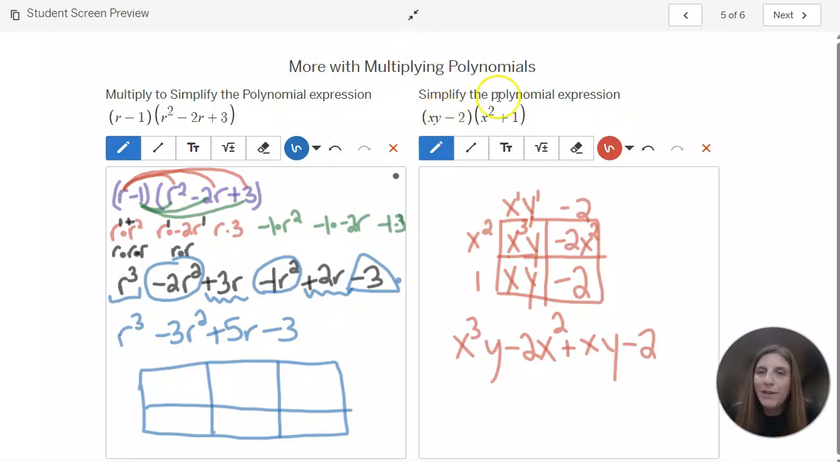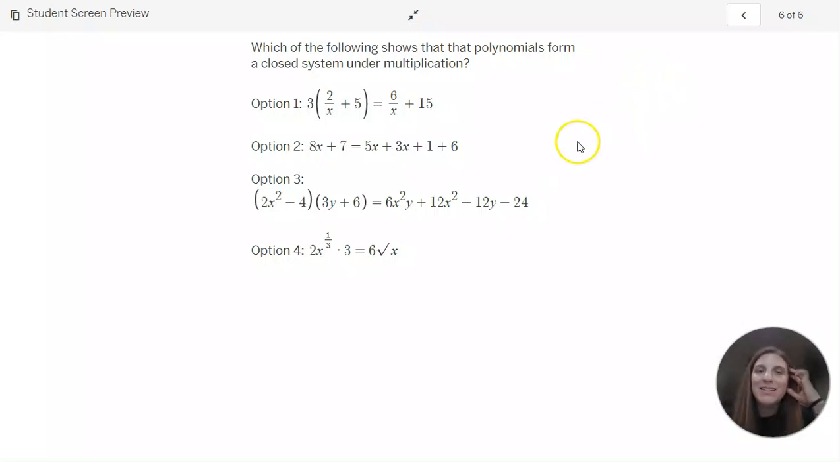We had a polynomial times a polynomial, and the answer is still a polynomial. Beautiful. So let's talk a little bit more about what it means to be a closed system under multiplication.